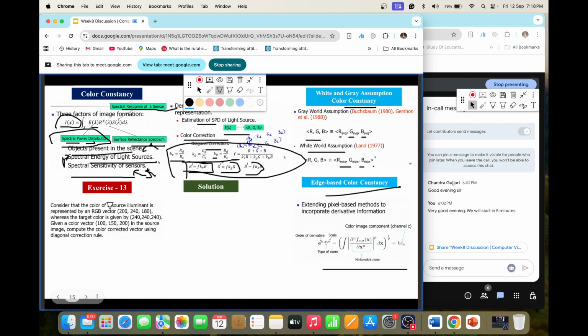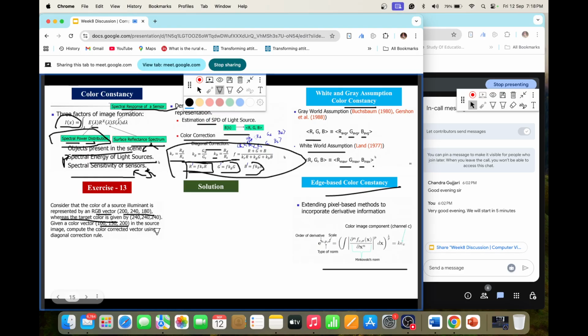So consider the color of the source illuminant is represented with this RGB vector 200, 240, and 180. So this is nothing but source RS, GS, and BS. Then we have this target color, that is RD, GD, and BD. And then we have this given color, that is R, G and B. By this we have to get the R dash, G dash, and B dash.